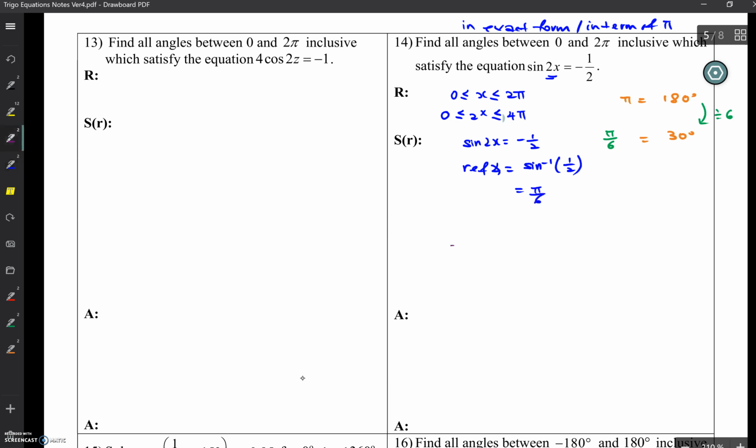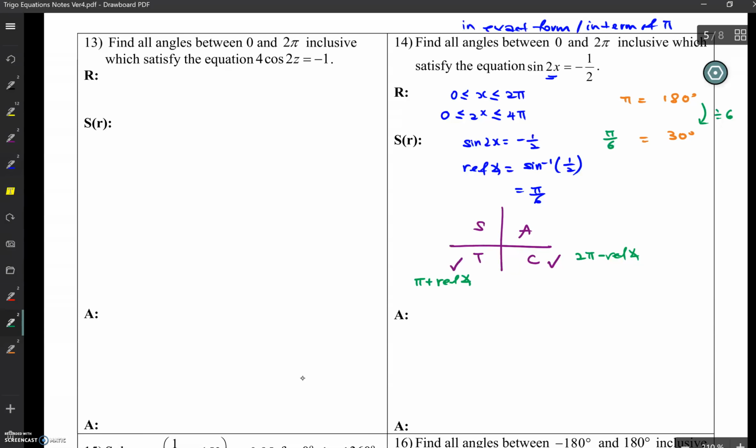Now once we have the reference angle, we need to identify the quadrant. Which quadrants do you get a negative for sine? I hope you can recognize that it is quadrant 3 and 4. For quadrant 3 and 4, in order to get the answer, it will be pi plus the reference angle, and the other one will be 2 pi minus the reference angle.